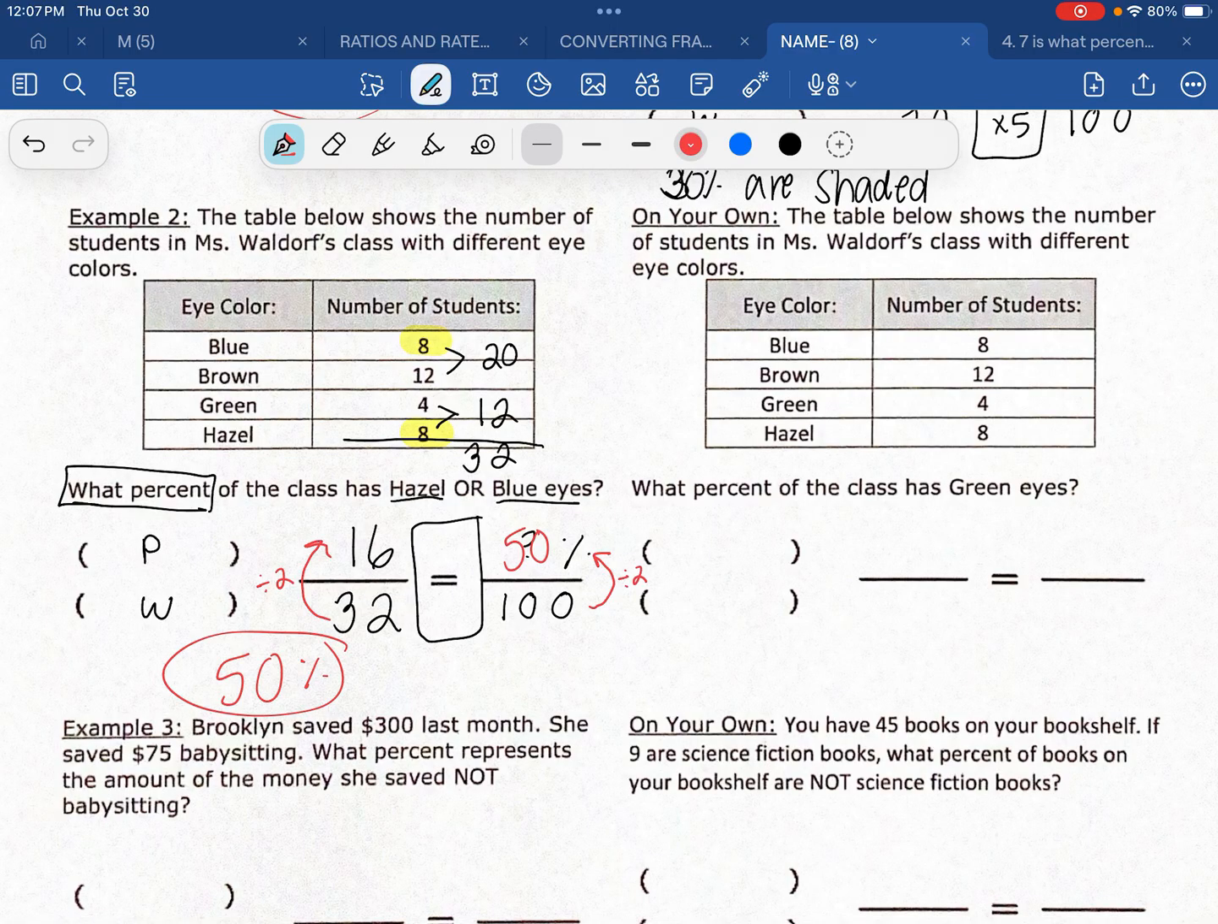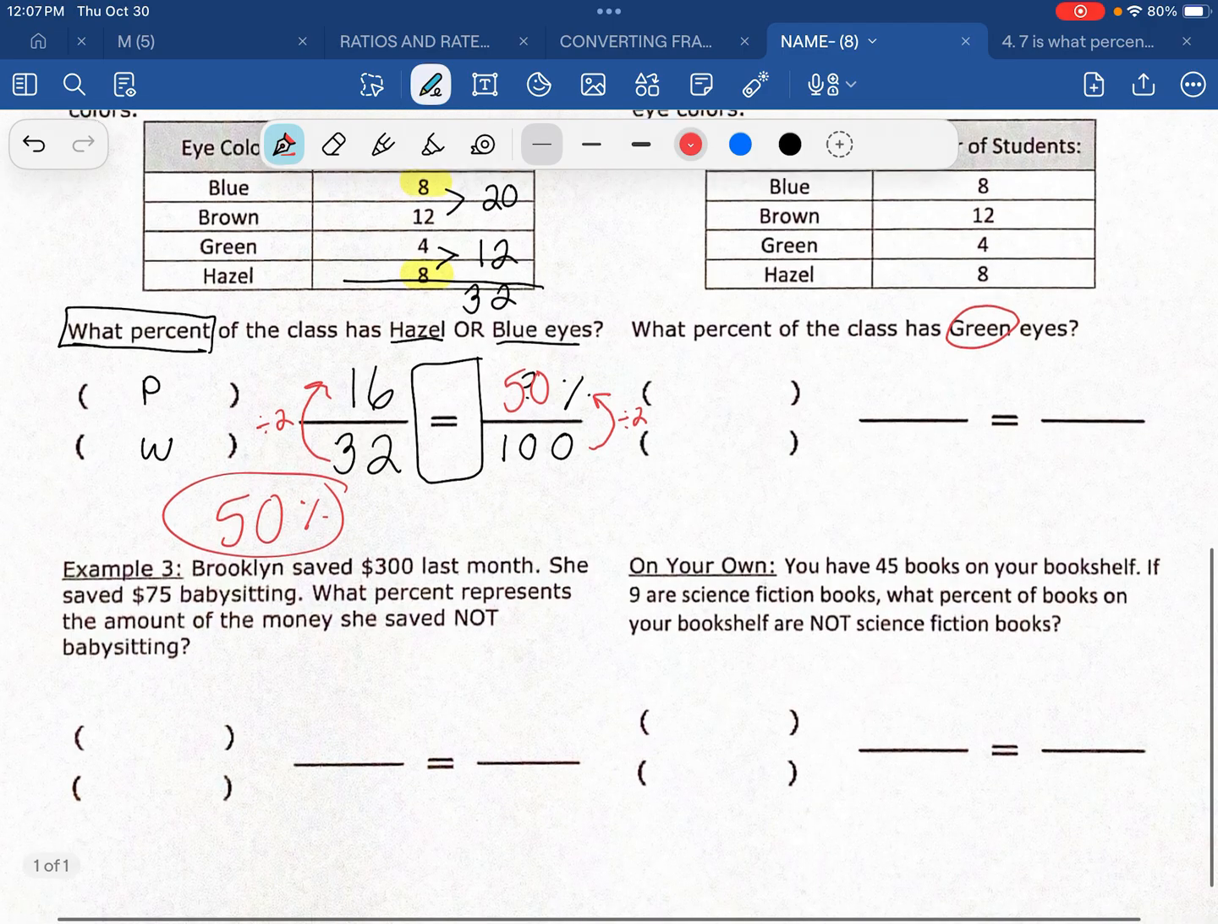Okay, you're going to try this next one on your own. So you are figuring out what percent of the class has green eyes. I want you to pause the video to do this, and then play it whenever you're ready to move on to the next one.